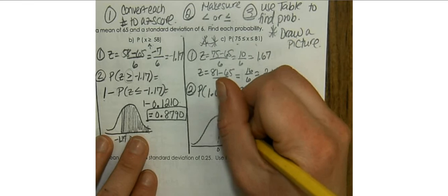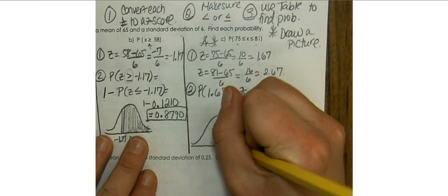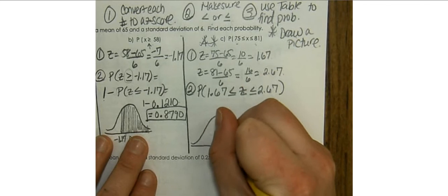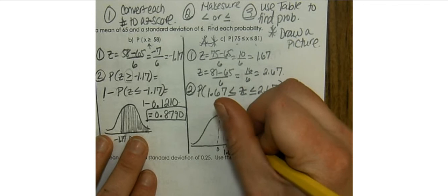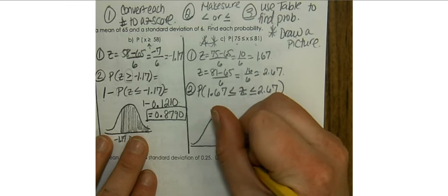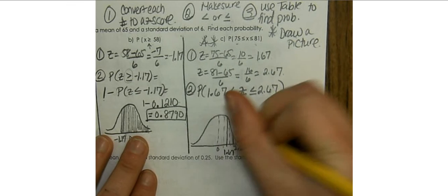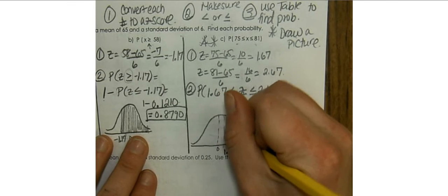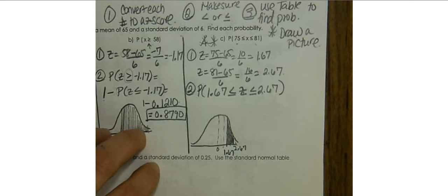1.67 is going to be located right about here, so we'll call that 1.67, and 2.67 is located right about here. We'll call that 2.67. So I am interested in just this little space right there. So how do we figure that out?